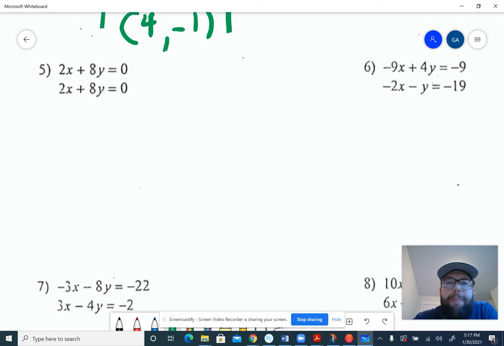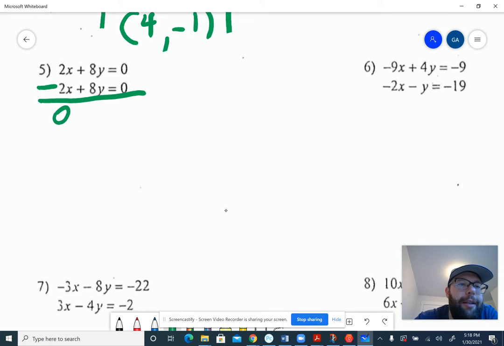So both the x's are positive, so the same sign, I subtract. Different signs I add, same sign I subtract. So I'm going to minus everything on these two equations.